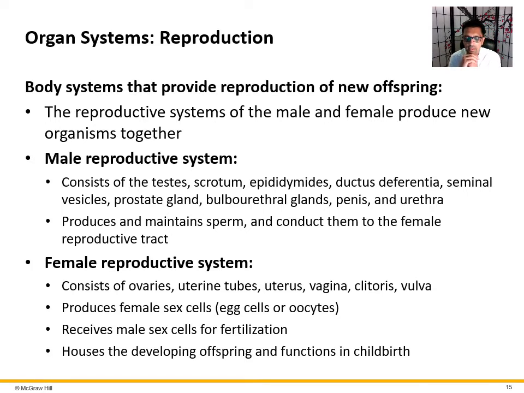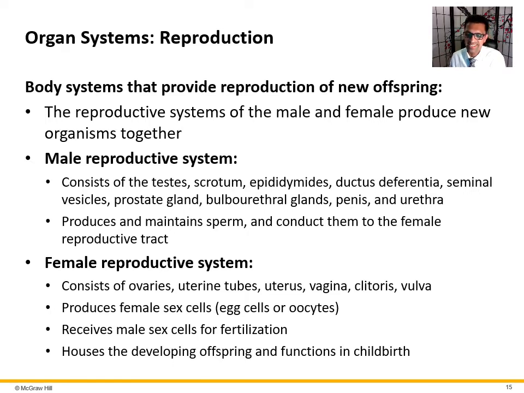Now, the reproductive system, again in this class we don't spend too much time on the male or the female reproductive system. The male consists of the testes, scrotum, epididymis, ductus deferens, seminal vesicles, prostate gland, bulbourethral glands, penis, and urethra. It produces and maintains sperm and delivers them to the female reproductive tract. The female reproductive tract consists of the ovaries, uterine tubes, uterus, vagina, clitoris, and vulva. It produces female sex cells, receives male sex cells for fertilization, and houses the developing offspring.